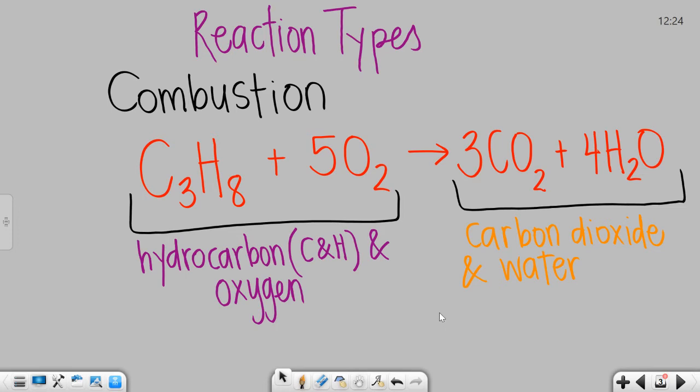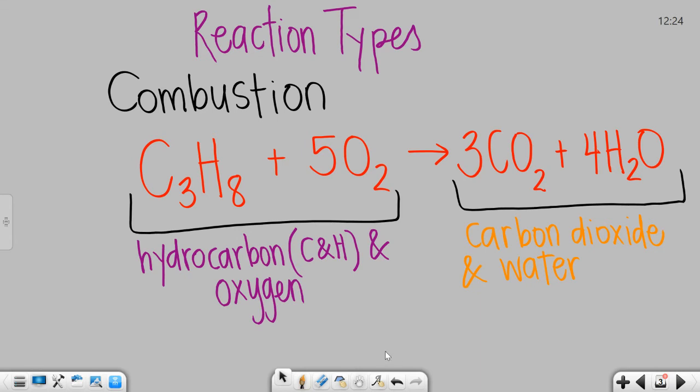Next, we have combustion. And when you think about combustion, you usually think of fire. And what is something that fire needs? That's oxygen. So in a combustion reaction, you have some type of hydrocarbon. In this example, we have propane, but you can see things like methane and octane, butane, and so on. So you have a hydrocarbon that has to react with oxygen, forming carbon dioxide and water.